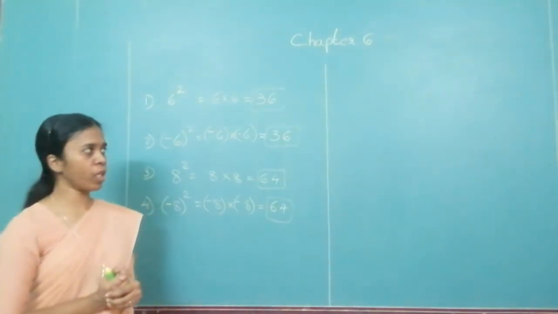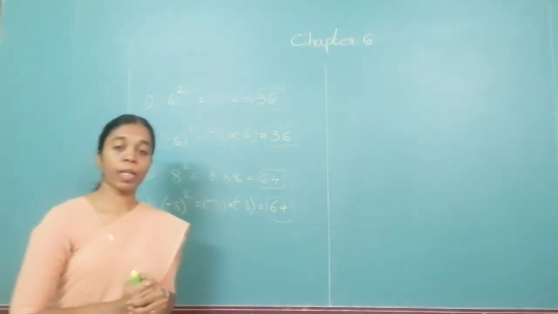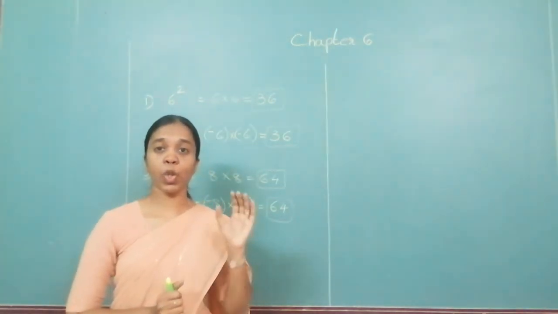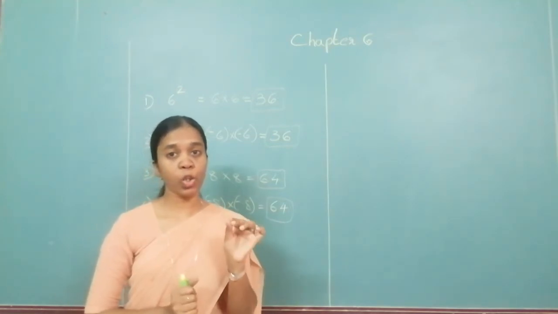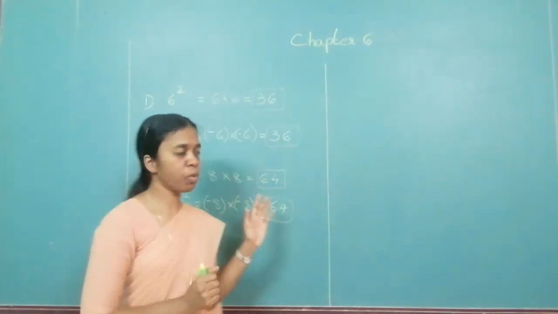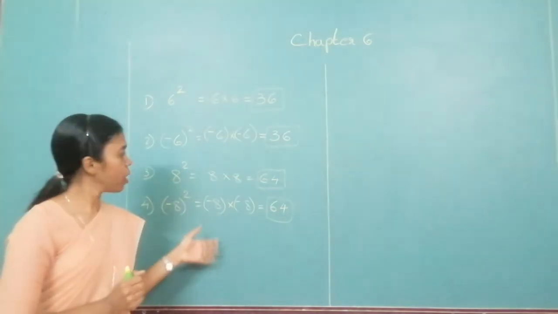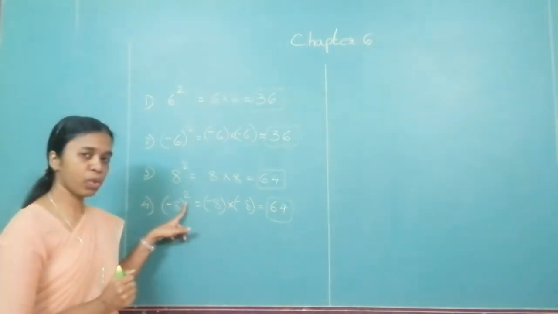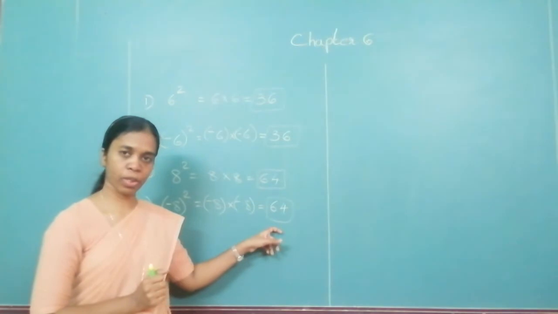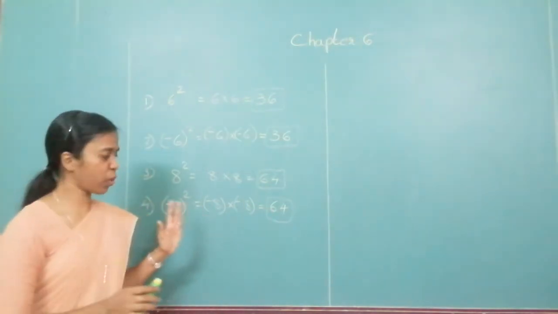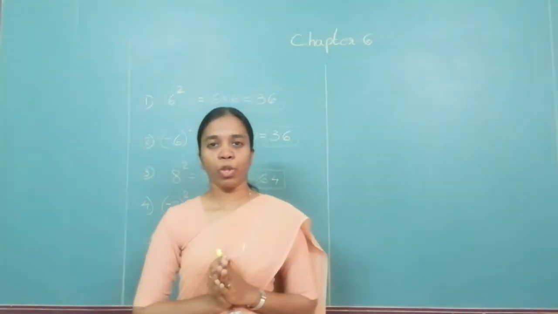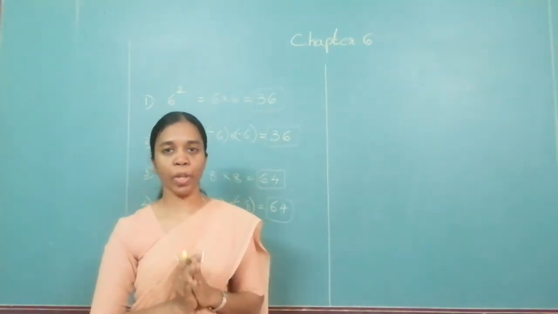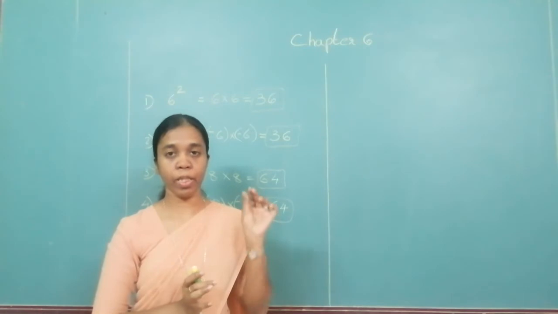Okay. Now, we are going to learn something known as finding the square root. Please remember the squares. Even if it is negative, the square becomes positive, the same answer. I'll come back to it. We are going to see the square root. How do we find the square root of the given number?